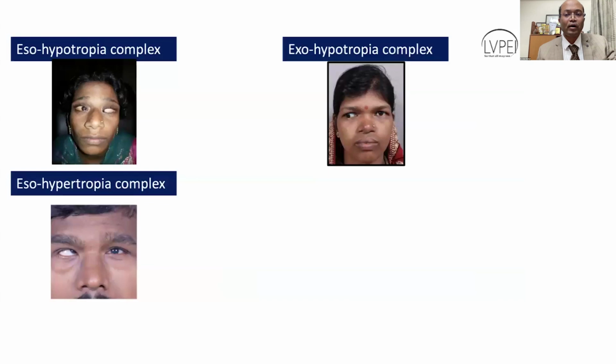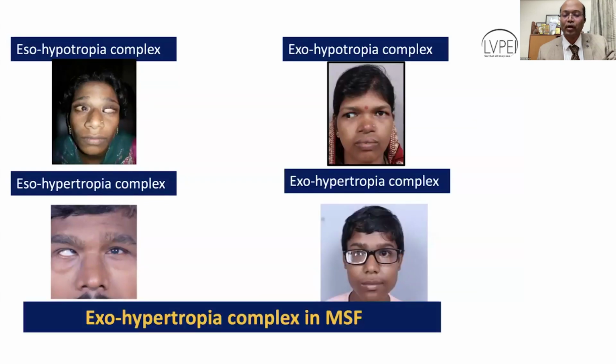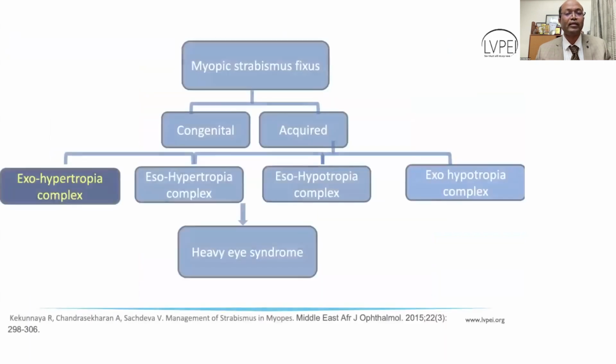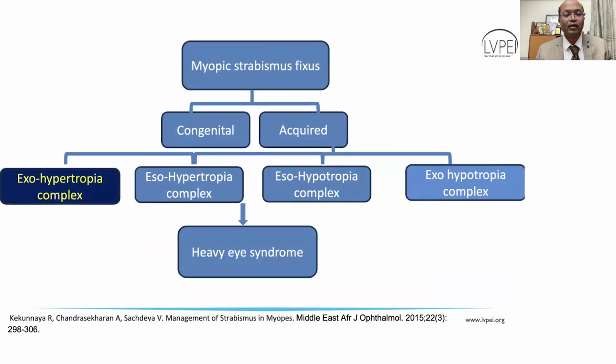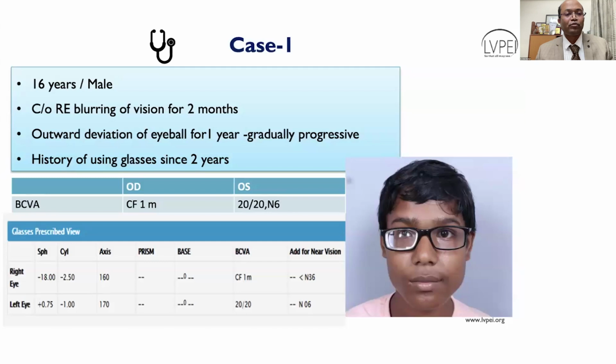Let's move on to the last component, that is the exo-hypertropia complex in myopic strabismus fixus. This is again very rare. I came across this particular case, and I could not find anything on this particular entity in the literature. I saw this patient almost 2 months back in my clinic. This boy, 16 years old, presented with a history of right eye blurring of vision since 2 months. There was outward deviation of the eyeball for 1 year, which was gradually progressive as per his information.